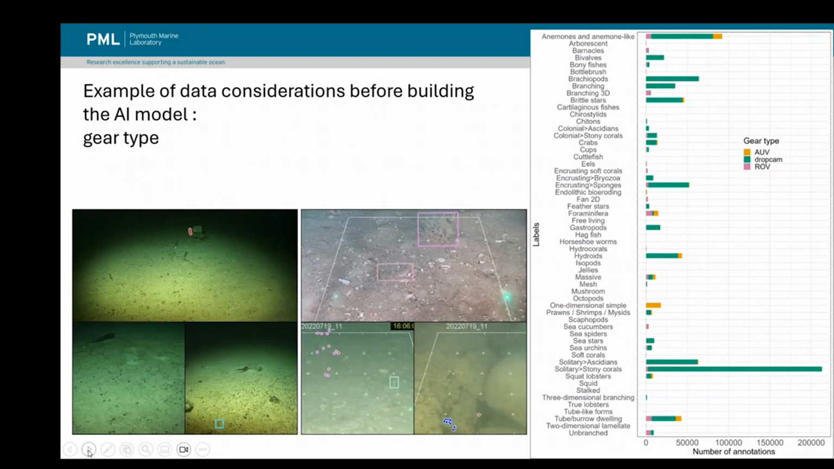And the imagery varied again in things like lighting, aspect, angle on the seabed. So here's a couple of examples from the deep sea, from an ROV, and from a towed camera system from shallow water.